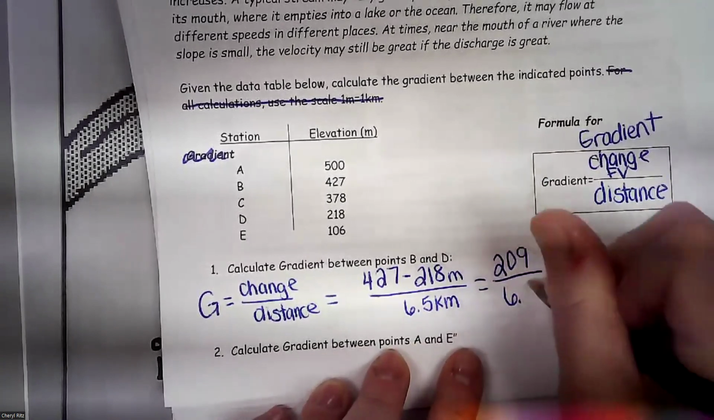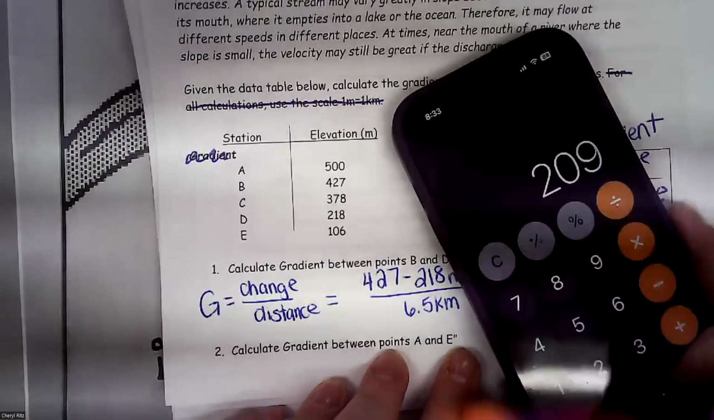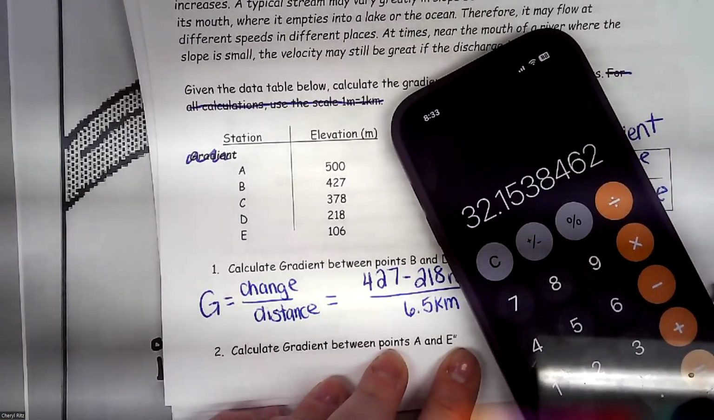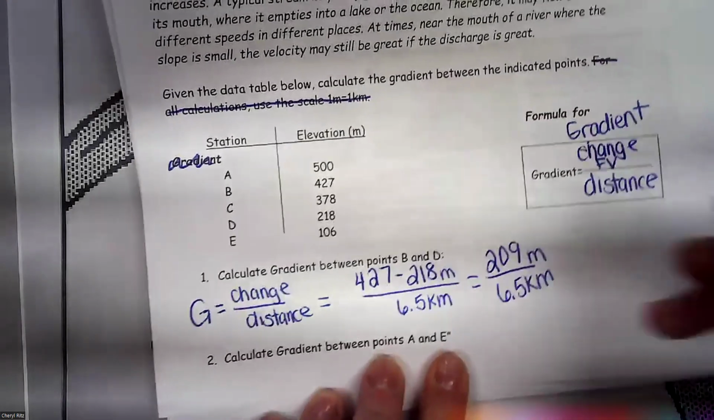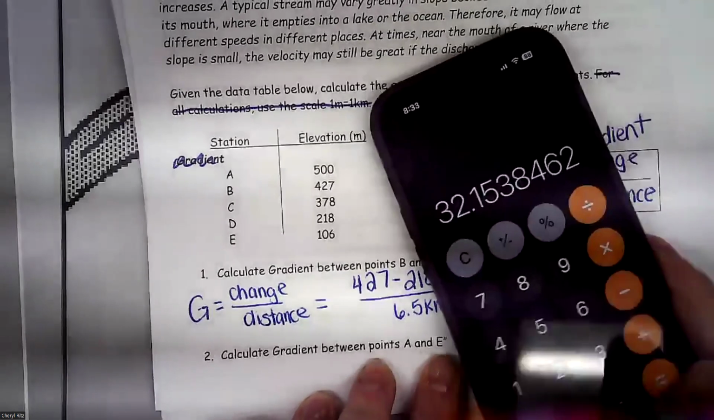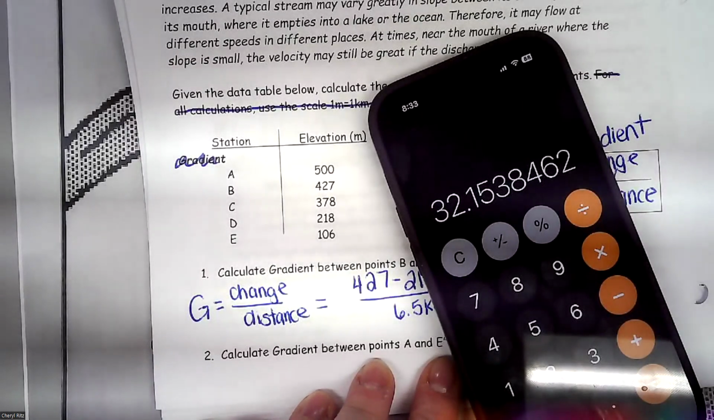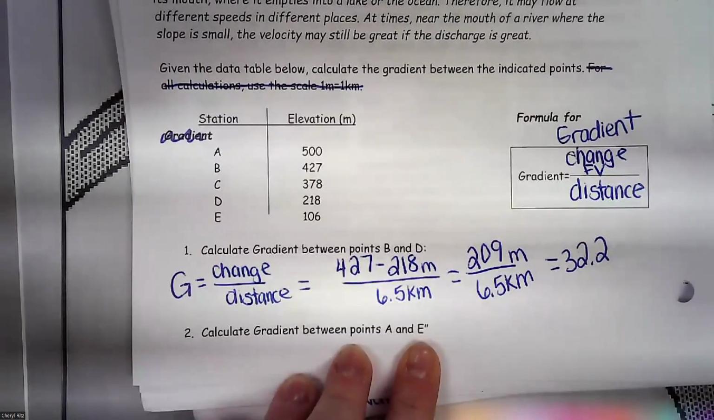Divided by our distance of 6.5 kilometers. Divided by 6.5, and I get 32.15. I'll tell you, in earth science, we always round to the nearest tenth unless they tell you otherwise. Which number is the tenth place? The 1. Does the 1 stay the same or round up? Round up, 32.2. And what are the units?